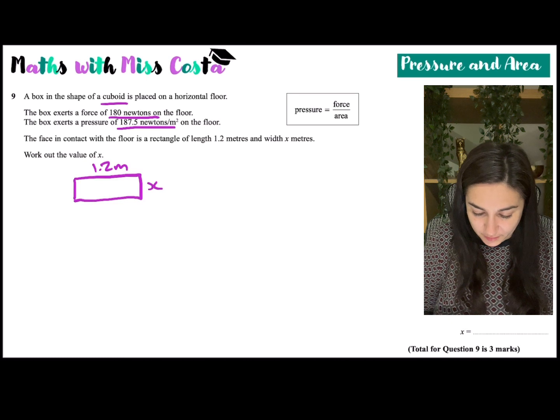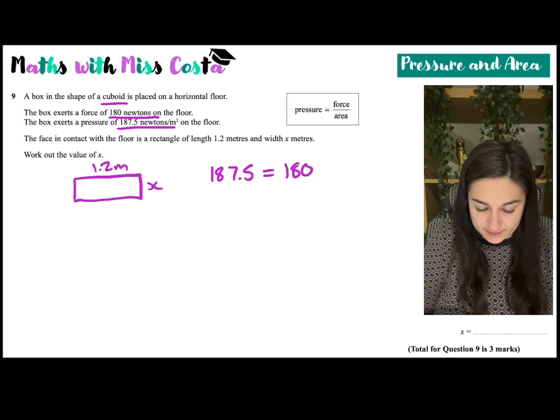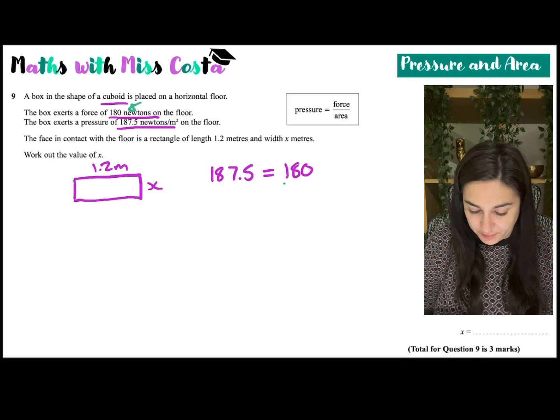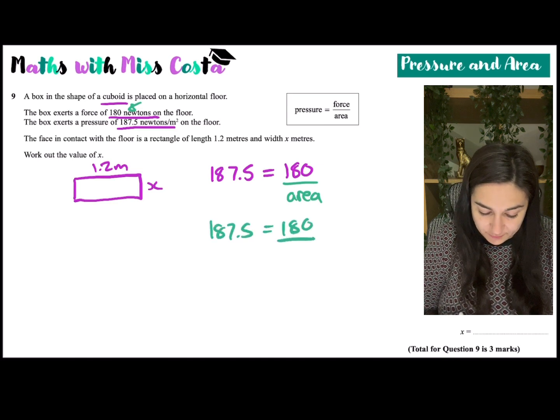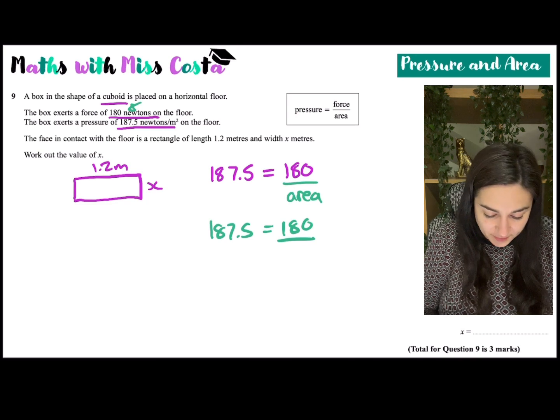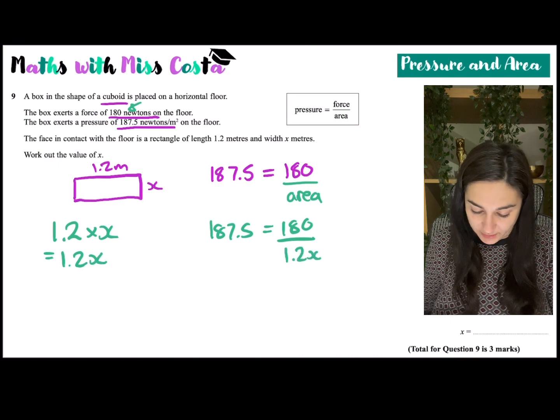So I know that the pressure, which is 187.5, equals force, which is 180. I'm just substituting the values that have been given to me here, divided by the area. Now, how else can I write the area? Well, 187.5 equals 180 divided by the area of this. How do you work out area? It's length times width. So 1.2 times by x, which is 1.2x. So the area I can write as an algebraic expression, which is 1.2x.